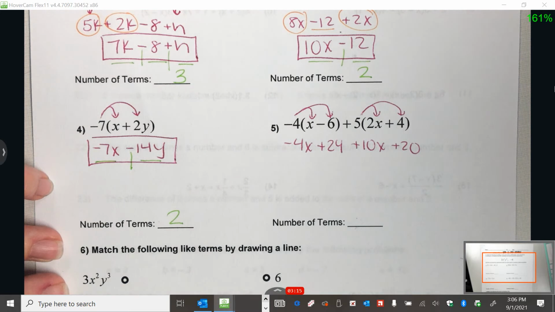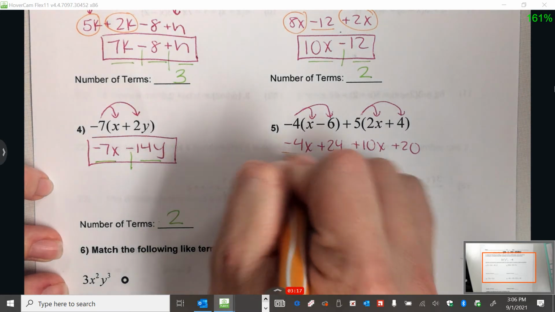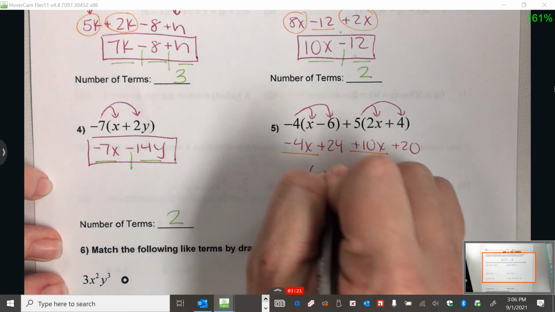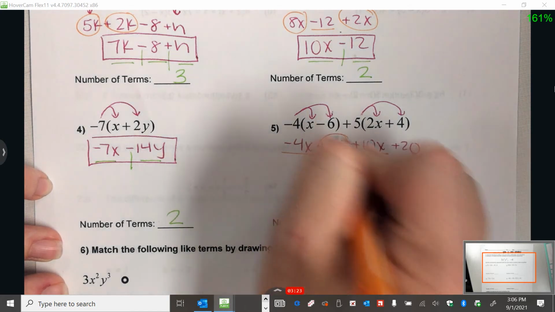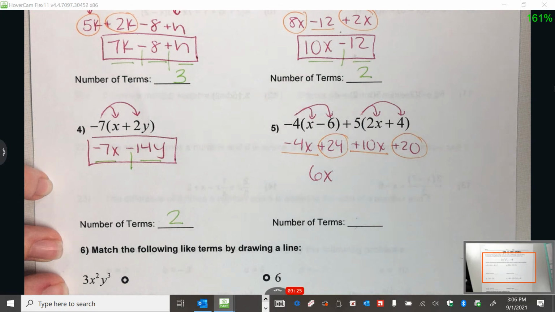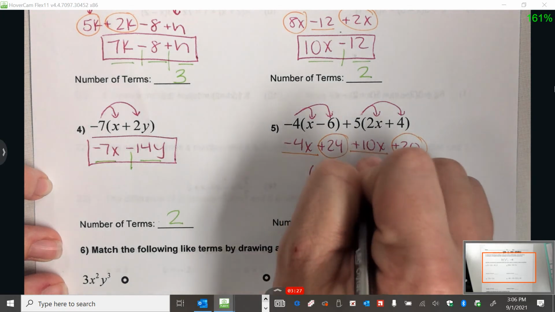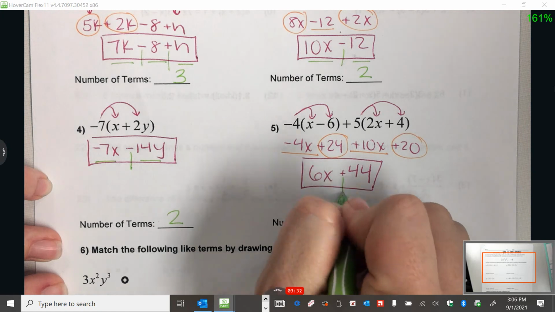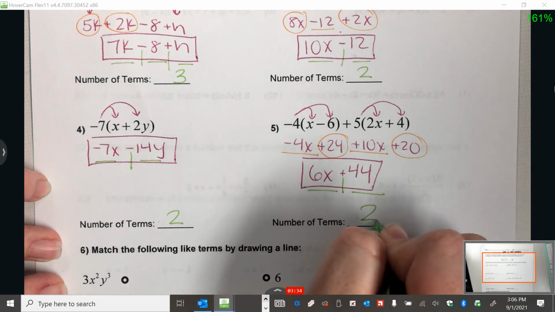And now I do need to combine like terms. So I have negative 4x plus 10x, which gives me 6x. And then I have 24 plus 20, which is 44. That is my simplest form. Okay, separated by plus or minus, I have 1, 2 terms.